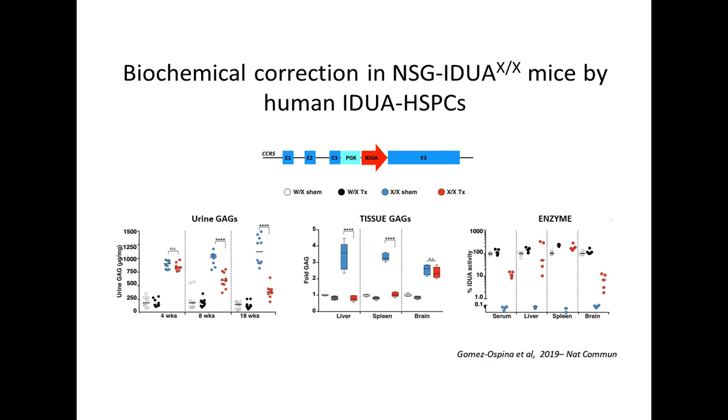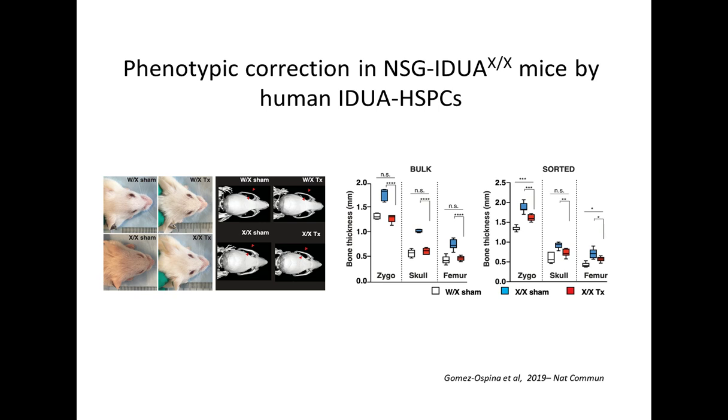In the liver and spleen, you get more than normal enzymatic activity, and this results in an overall decrease in GAG storage, which is measured in the urinary excretion of GAGs. In some tissues like liver and spleen, the GAG storage is completely reversed. In the brain, we don't see the same types of differences, and we'll come back to this. Consistent with the biochemistry, the transplantation will improve phenotypic abnormalities. So this results in an improvement in a skeletal phenotype, whether you transplant the cells in bulk or sorted.